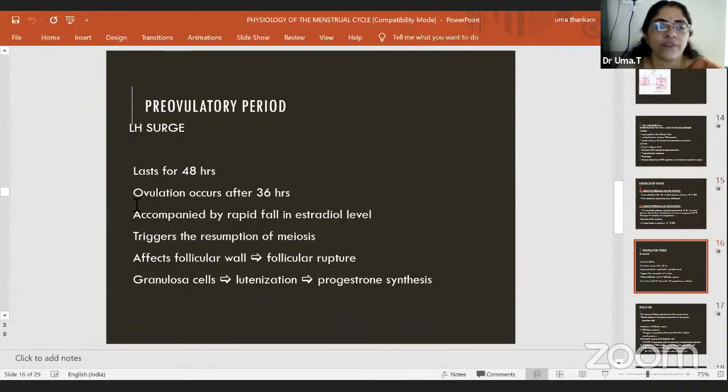In the pre-ovulatory phase, there is a LH surge which lasts for about 48 hours, and ovulation occurs exactly 36 hours after this LH surge.